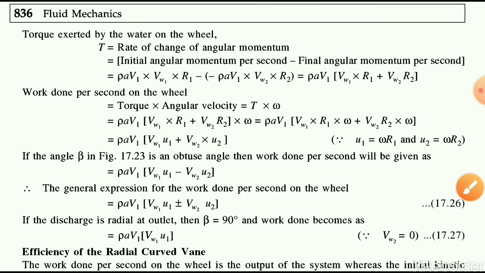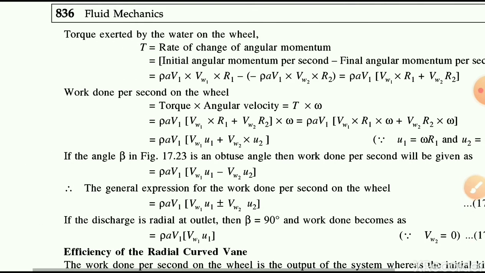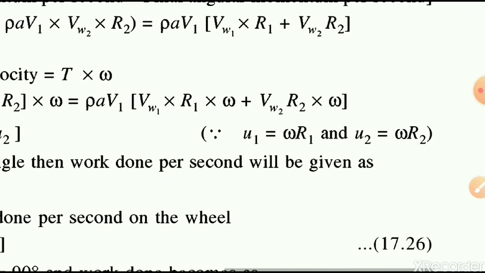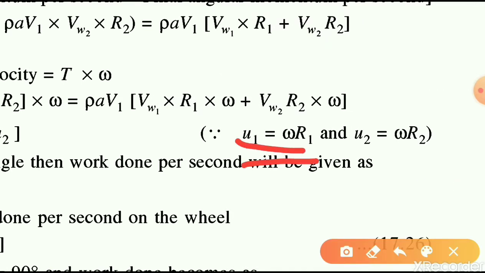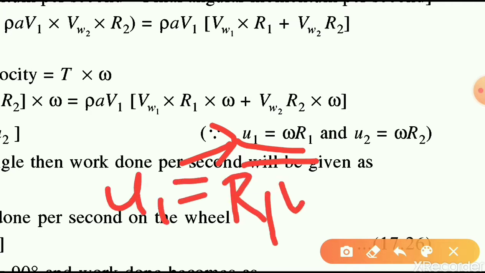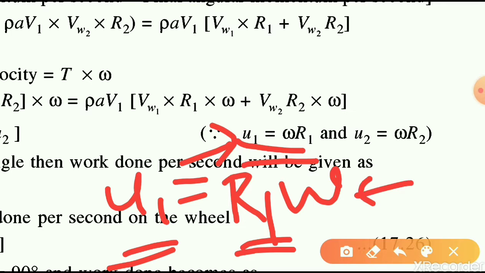Okay. Now, we know that these tangential velocities u1 and u2 can be represented in the form of angular momentum. The tangential velocity at inlet u1 is equal to r1 omega, where r1 is the radius at the inlet and u1 is the tangential velocity at the inlet, as omega is constant for the whole wheel, meaning at the inlet also, at the outlet also.